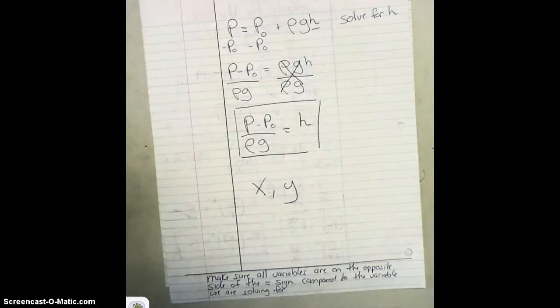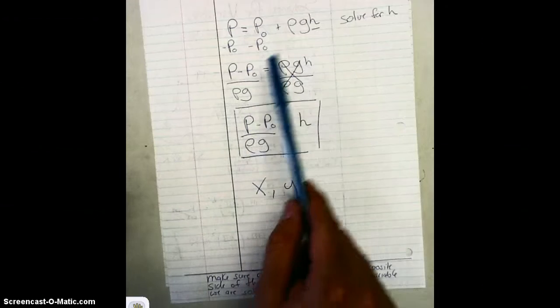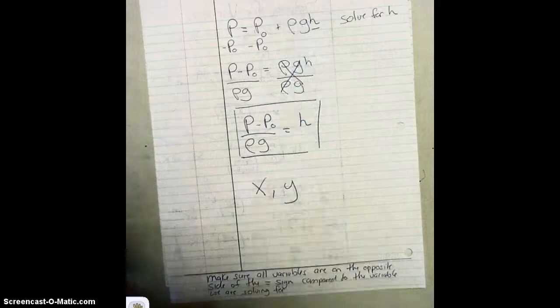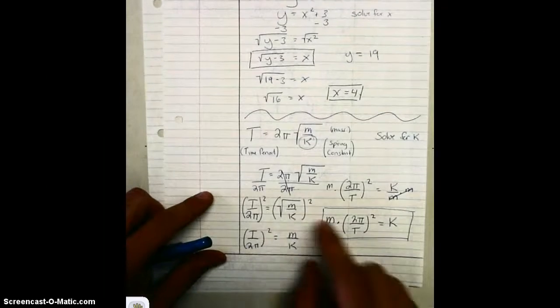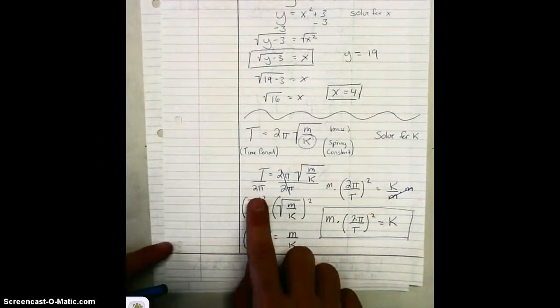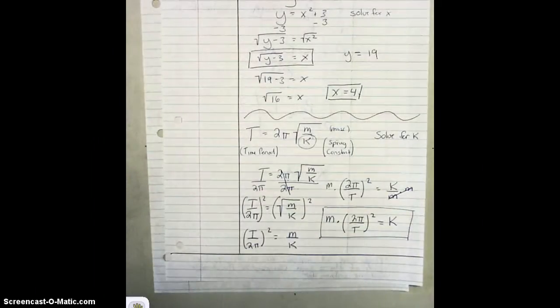As you can see, I've given you a lot in this lesson already: pressure, gravity, rho, k, m, 2 pi, capital T. So you need to get comfortable with solving for variables because it is going to encompass a large part of this course. Thank you.